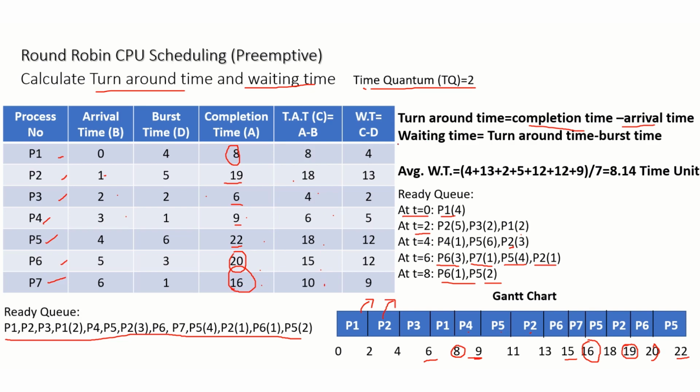Now waiting time. What is waiting time? Waiting time is turnaround time minus burst time. So 8 minus 4 becomes 4, 18 minus 5 is 13, 4 minus 2 is 2, then 6 minus 1 is 5, 18 minus 6 is 12, 15 minus 3 is 12, 10 minus 1 is 9. So after getting this, we have to calculate the average waiting time, that is 4 plus 13 plus 2 plus 5 plus 12 plus 12 plus 9 divided by 7, that is 8.14 time units.